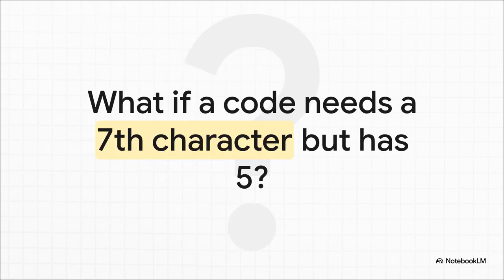So, this actually raises a really interesting mechanical question. What happens when a code mathematically needs a required 7th character extension, but the code itself currently only has 5 characters? Remember, ICD-10-CM allows up to 7 characters. For things like injuries, poisonings, and external causes, you almost always need a 7th character, like A for an initial encounter or D for a subsequent one. But what do we do if the base code only naturally has 5 characters?